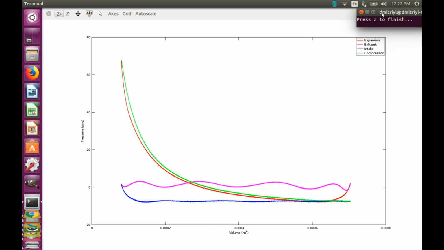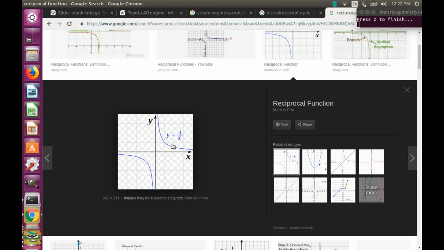Alright, before we go, here is a thought-provoking question to the viewers. We have the compression event that has this following shape, and the question is, is it just a reciprocal function, 1 over x, or something more complicated? And what would it mean for the compression process if it were a reciprocal function?